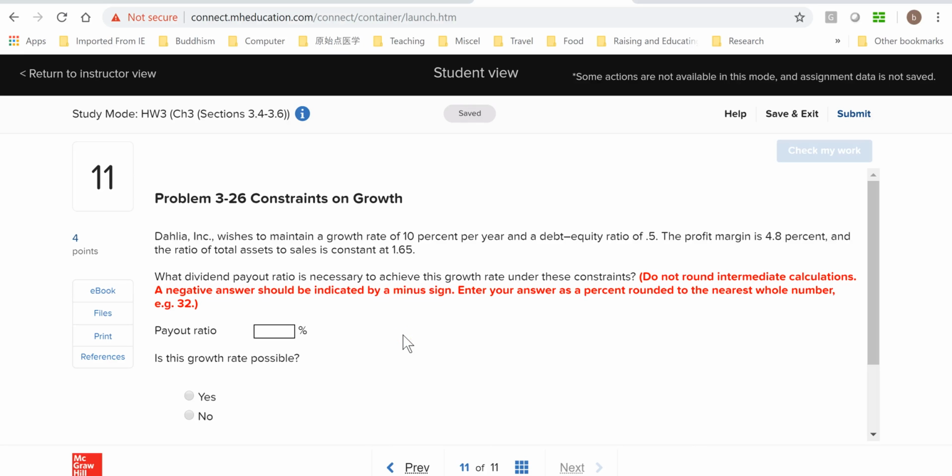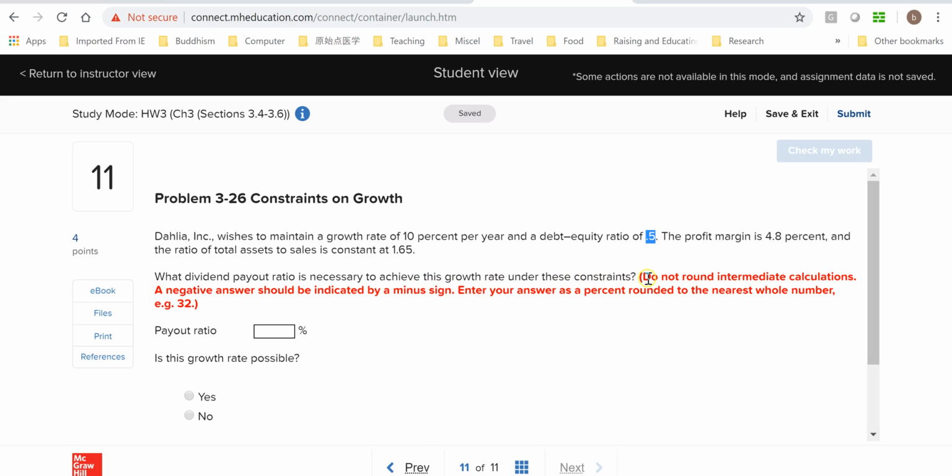All right, this is question number 11 on homework 3. Dahlia Incorporation wishes to maintain a growth rate of 10% per year and a debt-equity ratio of 0.5. So this means the debt level is just 1/2 of the equity. The profit margin is 4.8%, and the ratio of total assets to sales is constant at 1.65. What dividend payout ratio is necessary to achieve this growth rate under these constraints?